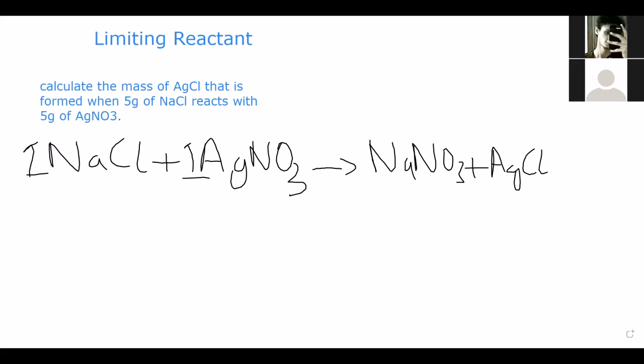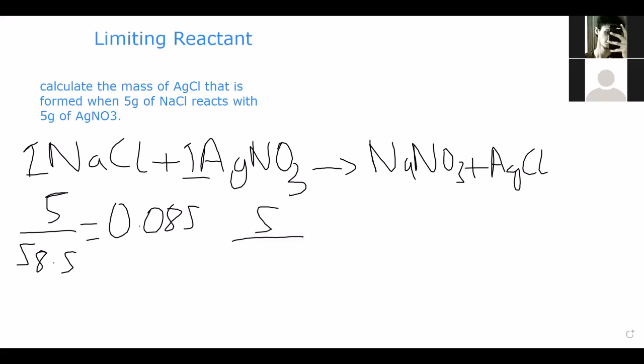The moles of NaCl will be 5 upon its MR. MR of NaCl will be 23 plus 35.5. That is 58.5. This is equals to 0.085. The moles of AgNO3 will be 5 upon the MR of AgNO3. MR of AgNO3 will be 108 plus 14 plus 3 times 16. So 170. This is equals to 0.029.